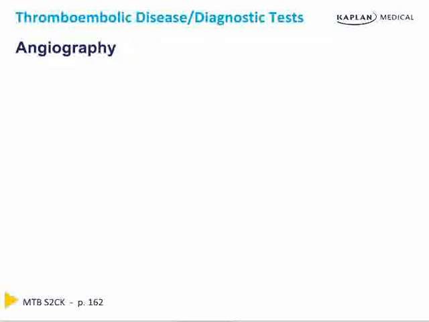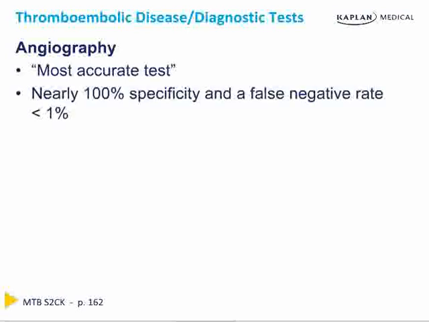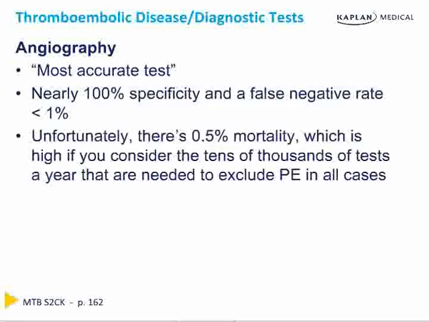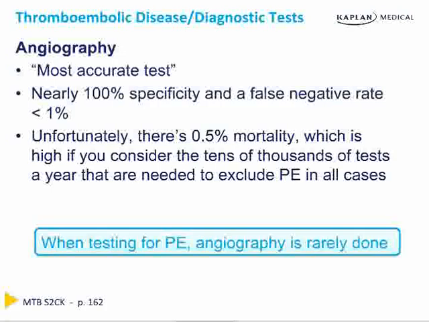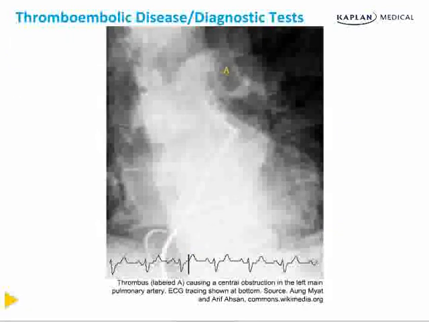One much less commonly used test today is angiography. This is the most accurate test for PE. It's nearly 100% specific and has a false negative rate less than 1%. However, there's actually a 0.5% mortality associated with the procedure, which is quite high if you consider the tens of thousands of tests a year that are needed to exclude a PE. Therefore, when testing for PE, pulmonary angiography is very rarely done. Here's an example of pulmonary angiography. As you can see, there's a severe filling defect in the left main pulmonary artery.